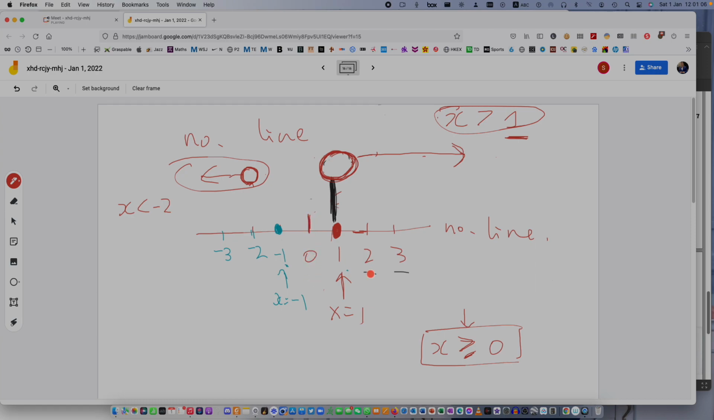So there is an equal sign, so I need to use a solid dot. Whenever you have an equal sign, you use a solid dot. So I use a solid dot. Bigger is left or right? Right. Okay, good. Then erase this part. Let me erase the black one also. So this is your x bigger than or equal to 0. Are you clear?